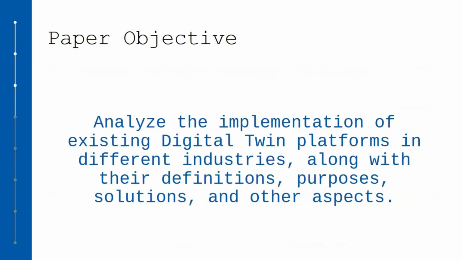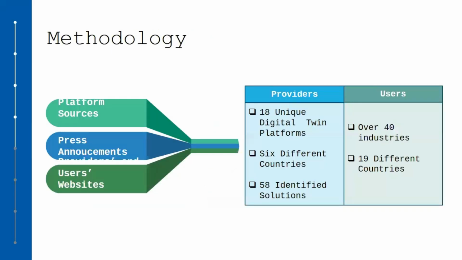The ultimate objective for my research group is to explore digital twins for construction specifically. To do that, we wanted to do reverse engineering. We wanted to go back, see what is currently being implemented, analyze those solutions, to learn and try to create a solution for the construction industry. So we reviewed platform sources, looked at press announcements, and looked at providers' and users' websites for digital twin platforms. We ended up collecting 18 unique digital twin platforms that span 6 different countries and 58 solutions.